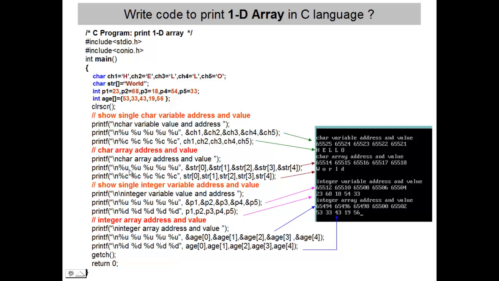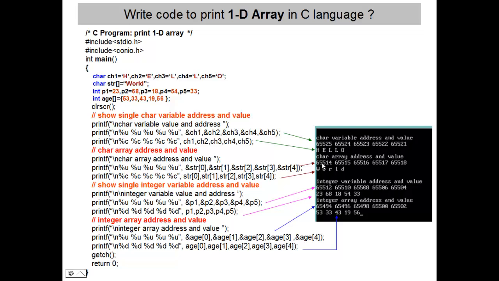Now, same way, print the address of each element of the array. So %u, and because the array name is str, the first element is found at index 0, so write str of 0 here and then the address value. Same way, address of str1, address of str2, address of str3, address of str4. So this is the array variable address.